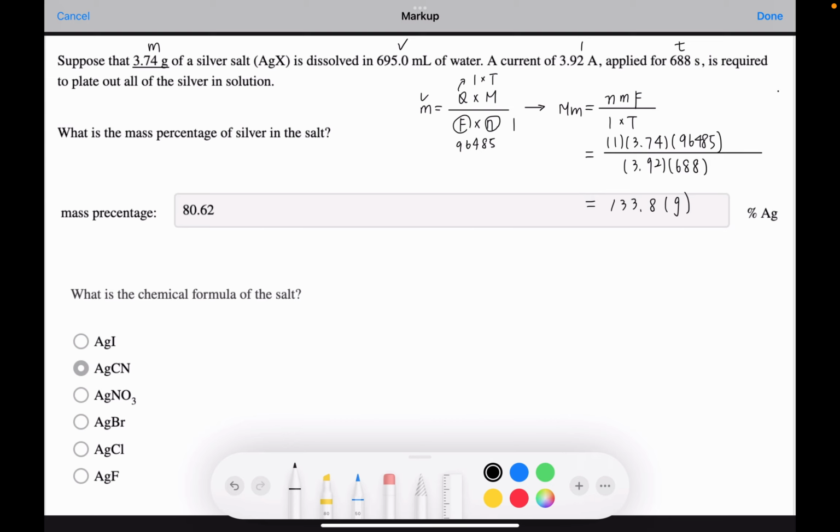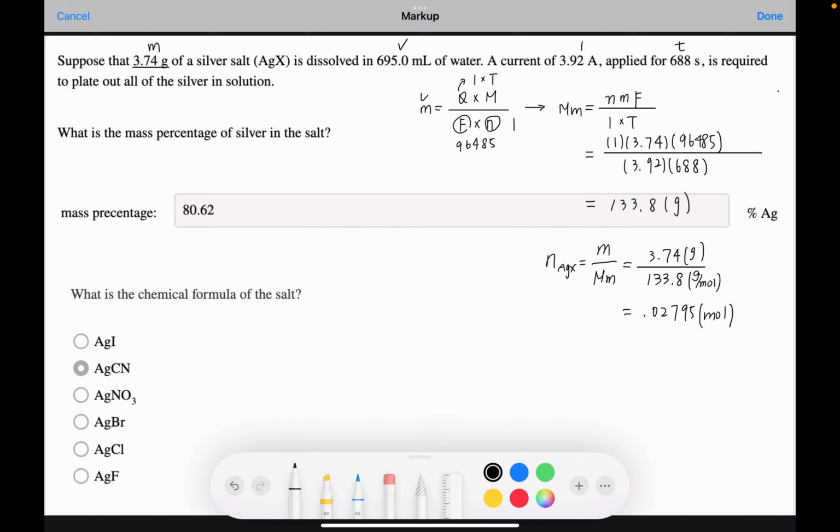And right now we want to calculate the moles of the silver salt. So the mole of silver salt AgX will be equal to the mass divided by the calculated molar mass. So the mass is given, 3.74, divided by the molar mass, and we get 0.02795 mole.